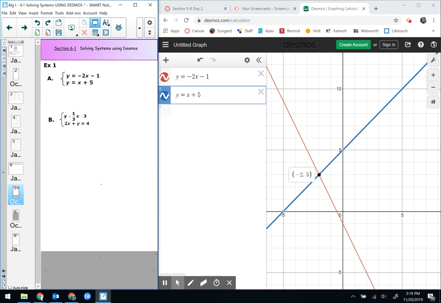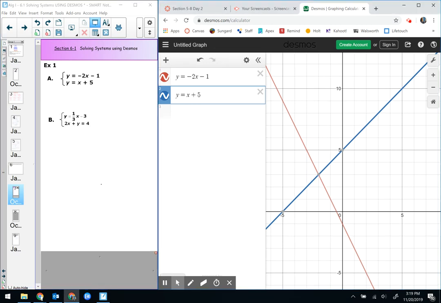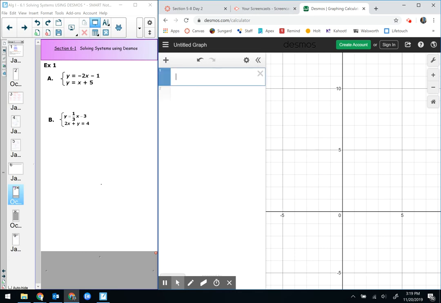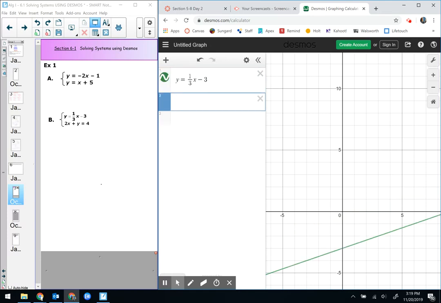Try that one. I'm going to give you a minute to graph. Go ahead and graph it. Pause it if you need to. Y equals 1, just use the divided by fraction bar, 3, arrow over to make your 1/3. All I did was hit the arrow key. X minus 3. Enter down for a new one.